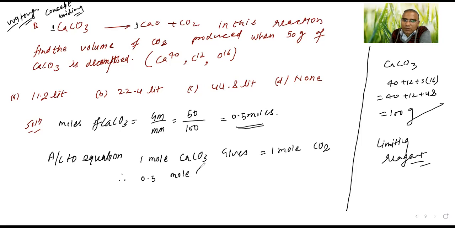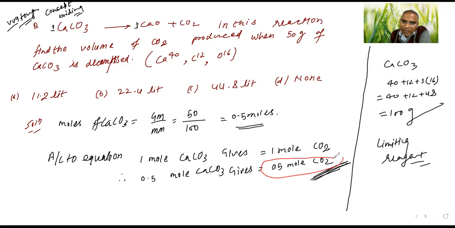So 0.5 mole CaCO3 gives how much? If 1 mole CaCO3 gives 1 mole CO2, then 2 mole will give 2 mole CO2. So 0.5 mole CaCO3 gives 0.5 mole CO2. If you understand this much, my work is over. This is what I was trying to explain: 0.5 mole CO2 will form, because the amount is 50 gram.